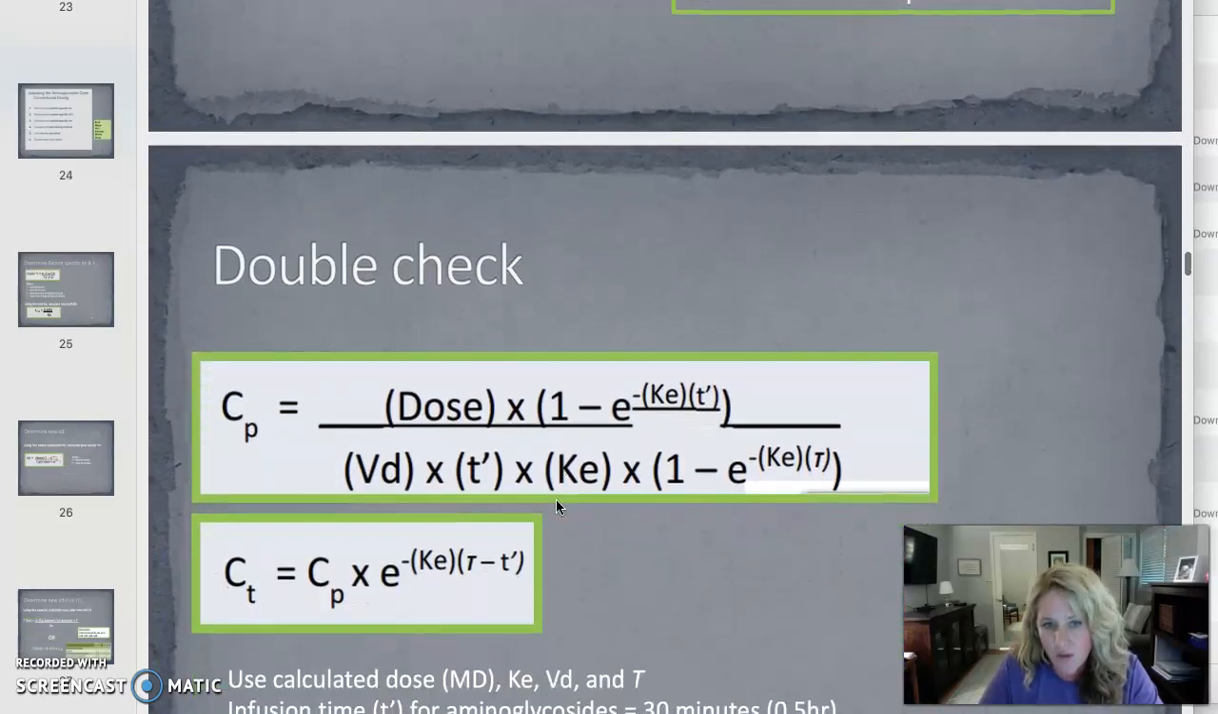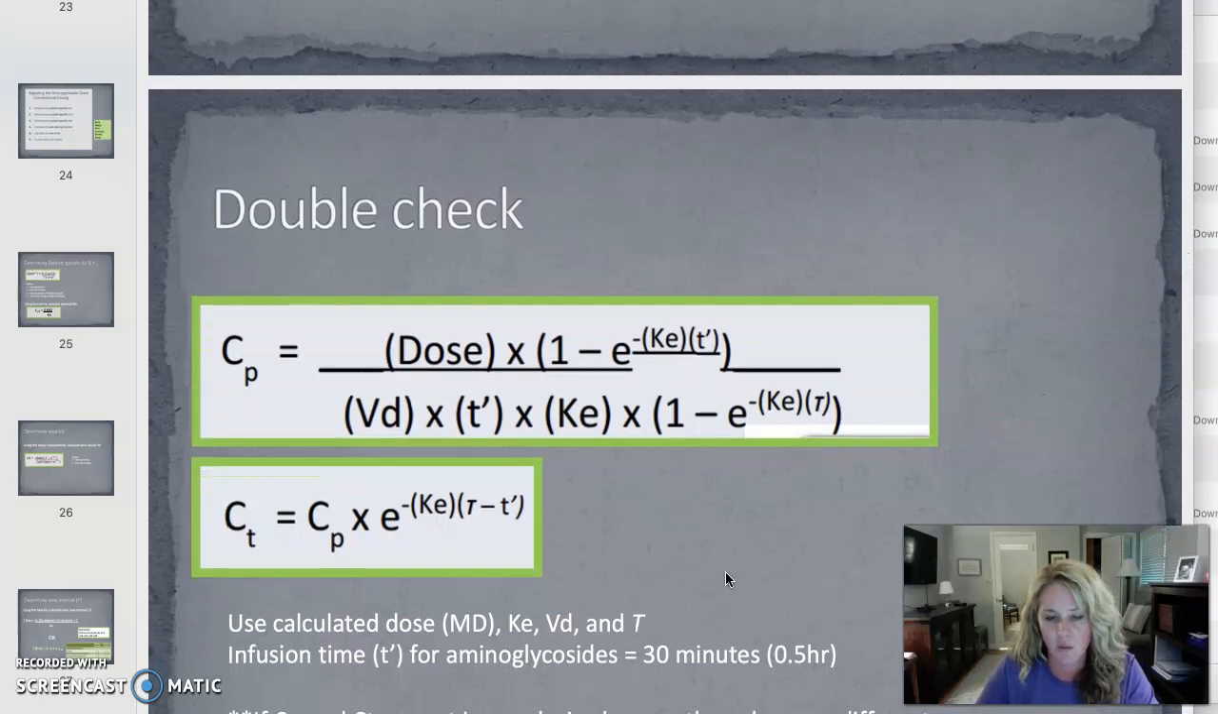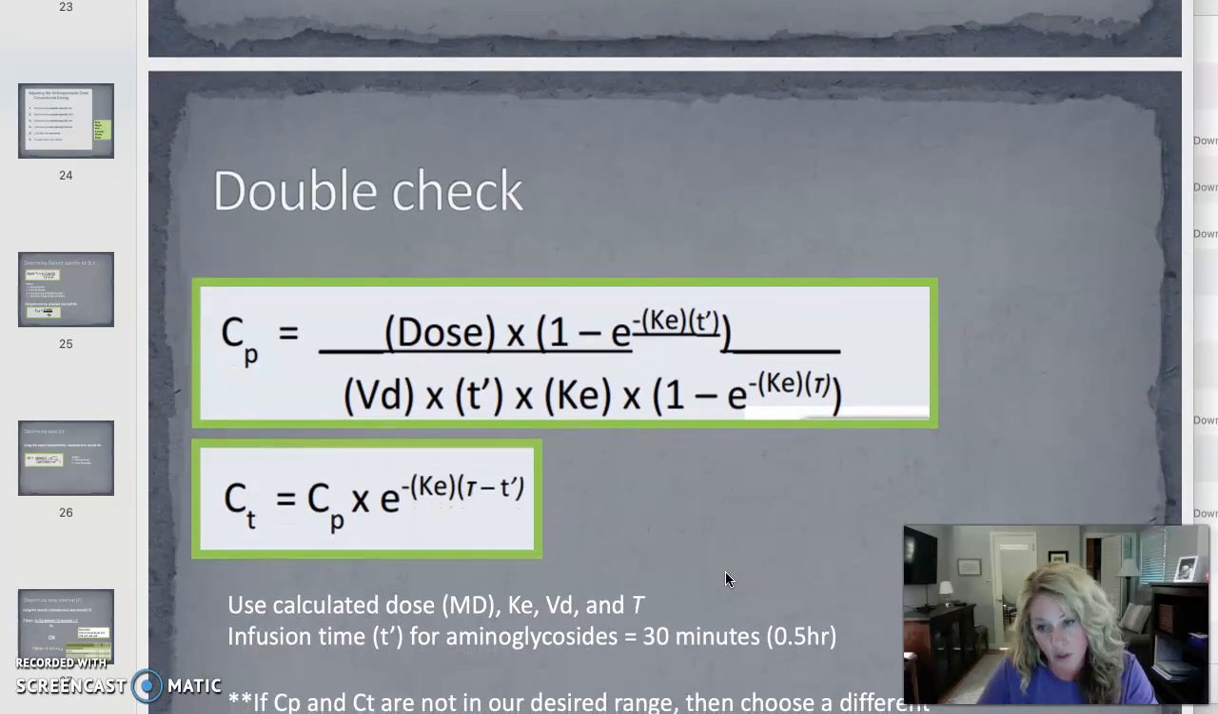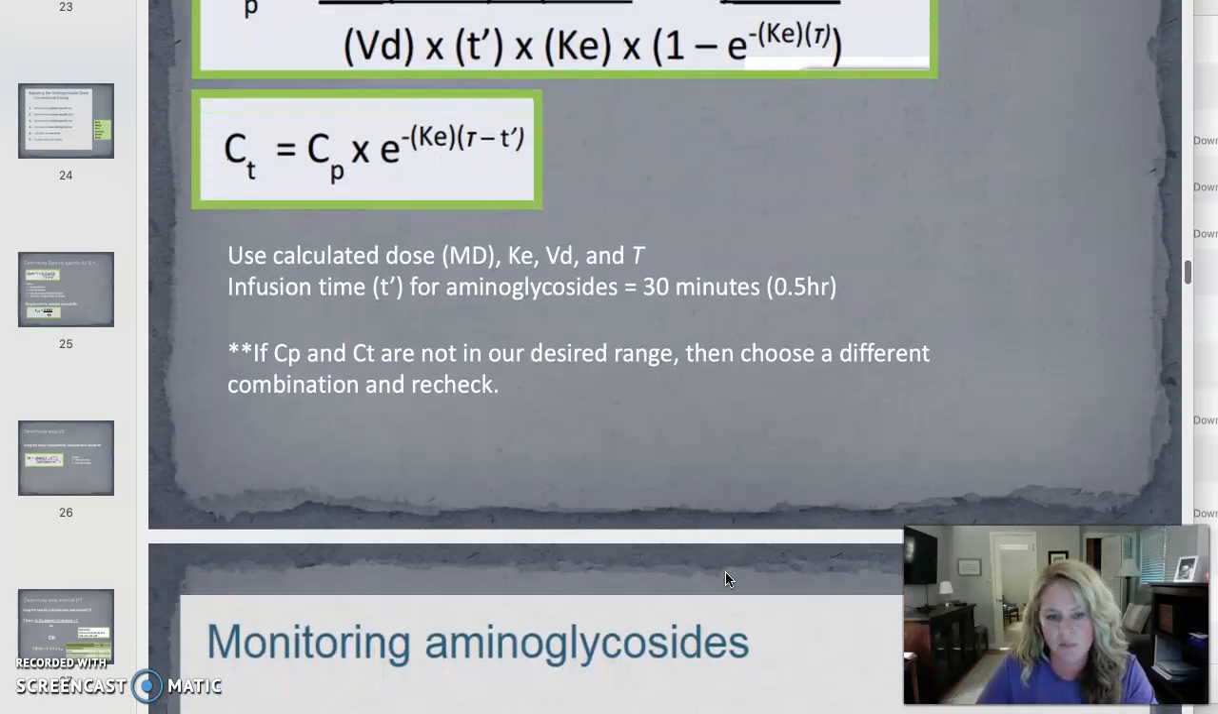And then if you want to, you can use these fancy formulas, plug it back in to make sure that when you plug in your patient-specific parameters, that it's going to give you that C peak, that peak concentration that you want. And then it'll give you the trough that you desire. So you can use this formula if you want to double check to make sure that things look the way that they should. Or you can draw another peak and trough, which is what we typically do.